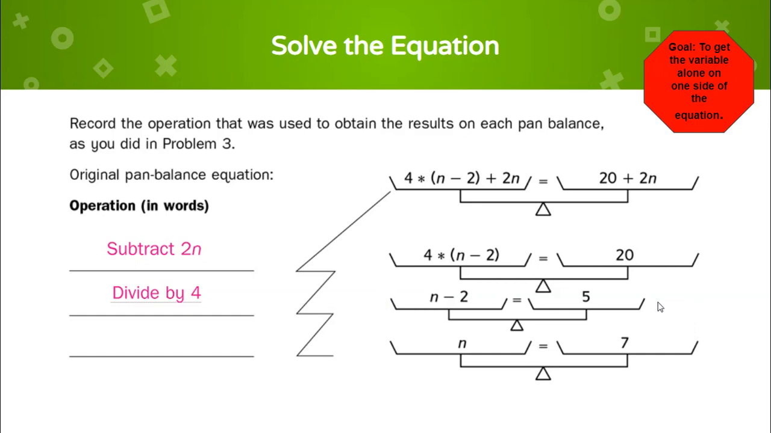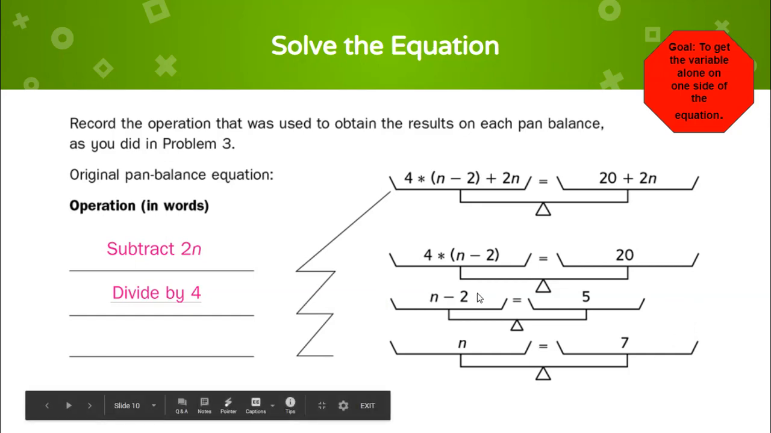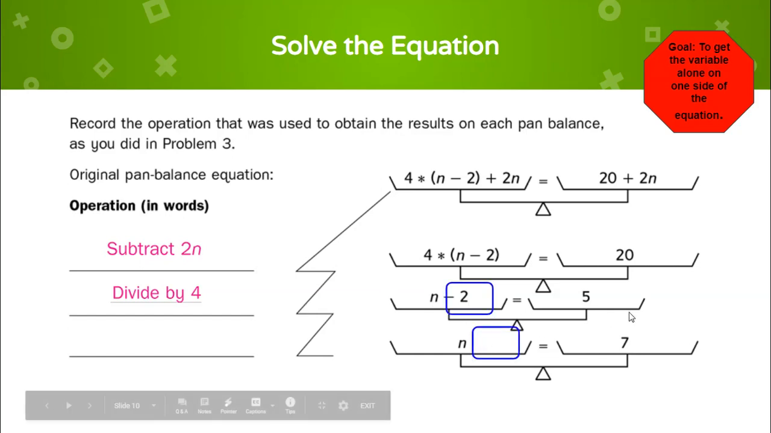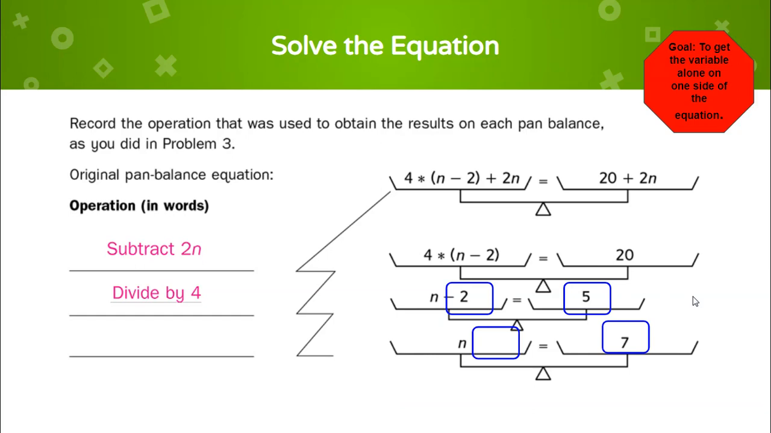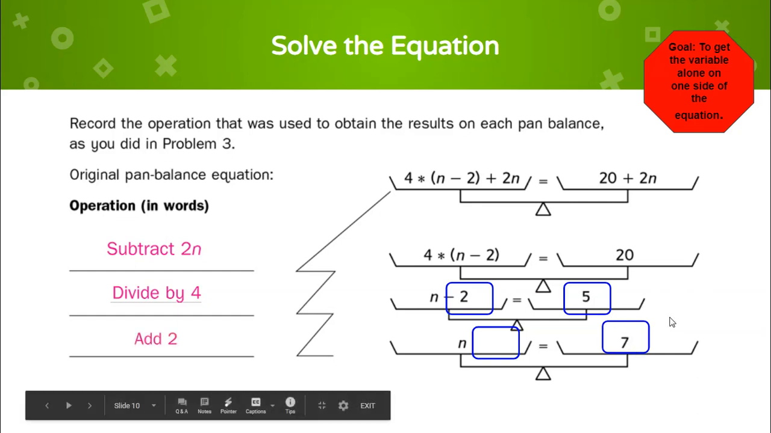Let's take a look at our third to our fourth. Here I have n minus 2, and here I just have n. That minus 2 is gone. On the other side, I have a 5, but now I have a 7. That got greater. So to get rid of a minus 2, we would have to do the inverse, which is to add 2. That makes sense because 5 plus 2 is 7. So I think we got this right.